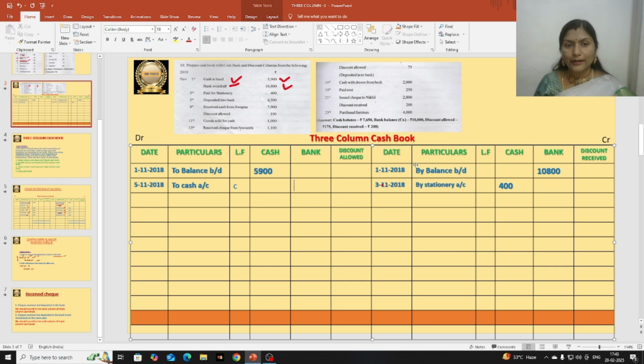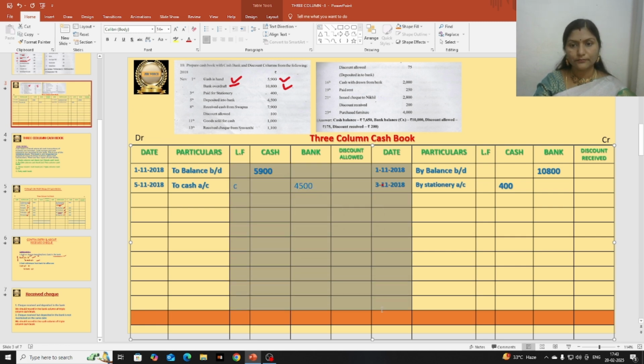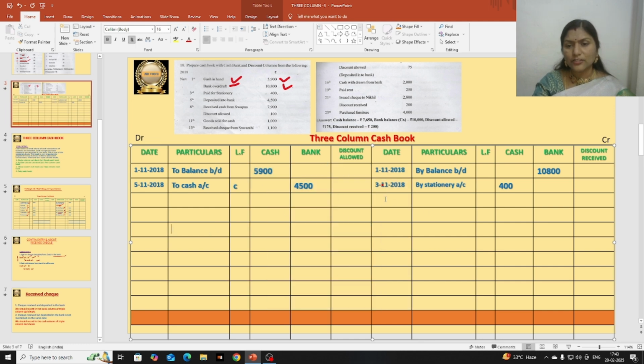So here we recorded cash, so the amount will be recorded in the bank column. How much is it? 4,500. Okay, that is 4,500. Okay, so the second time we should record on the credit side. Move to the credit side, and we will write the same date on the credit side also.